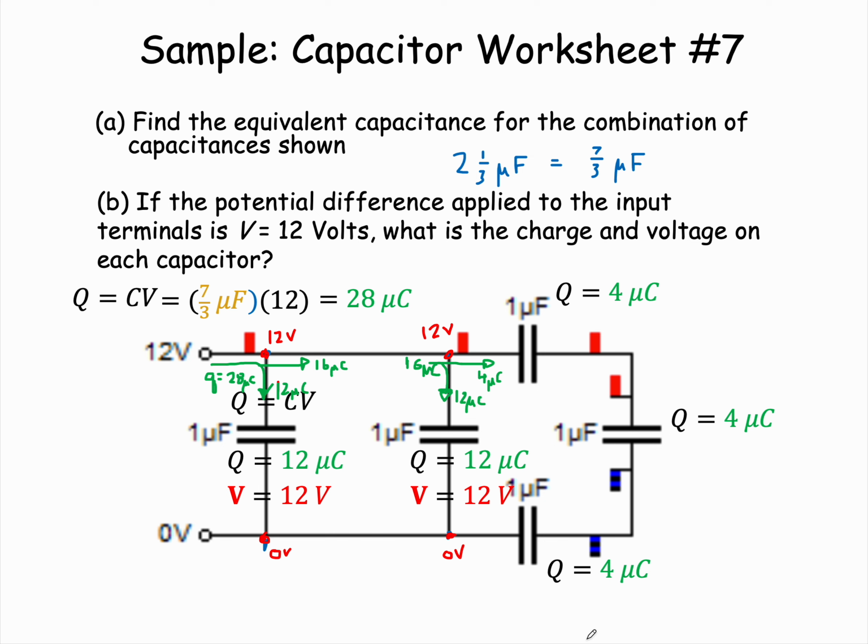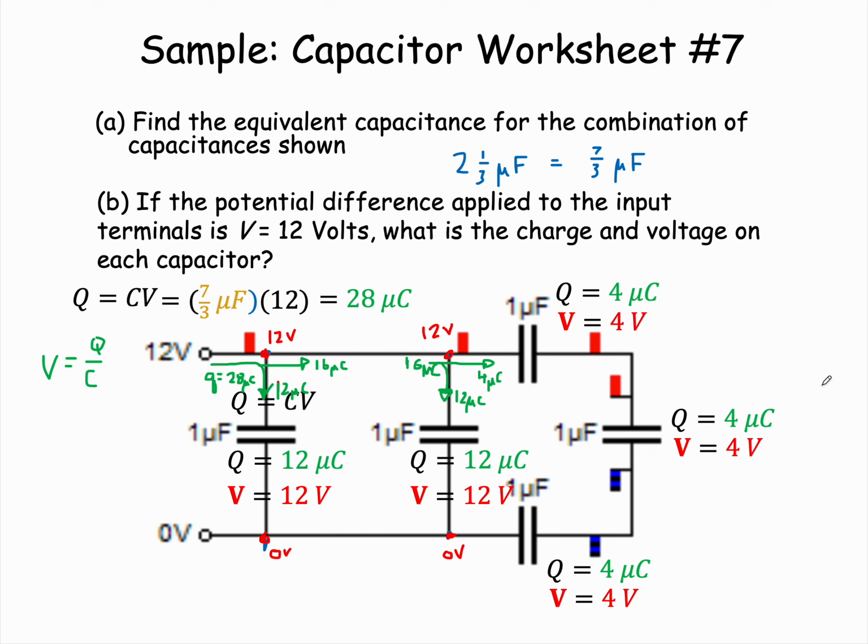And if we rearrange this equation, voltage is equal to Q over C. We know the charge, and we know the capacitance. 4 microcoulombs divided by 1 microfarad means the voltage on this has to be 4 volts. The voltage on this one has to be 4 volts. And the voltage on the bottom one has to be 4 volts. And we have completely solved this one.